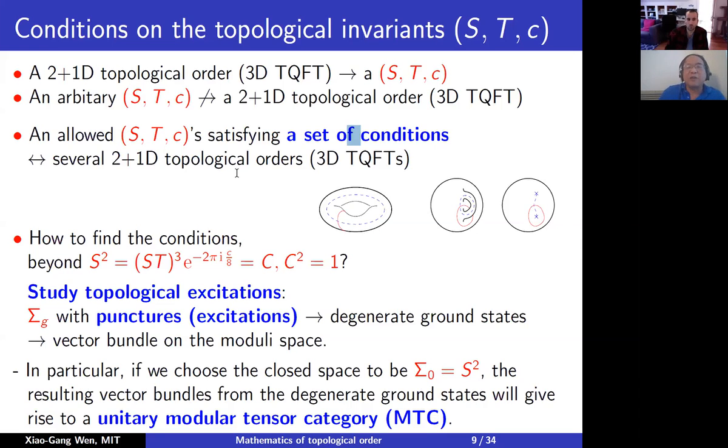However, there's an idea. We can find a condition on this S and T matrix by considering excitations, okay. One motivation for this is to consider a torus. The torus can be viewed as a sphere with a handle. And we can make this handle very, very thin. Then that leads to a sphere with a puncture connected by a line, okay. So basically, this torus can be viewed as a punctured sphere connected by something, okay. And so this motivates us to consider the Riemann surface with punctures and the moduli space of Riemann surfaces with punctures. And that may give us more data, a more general point of view.